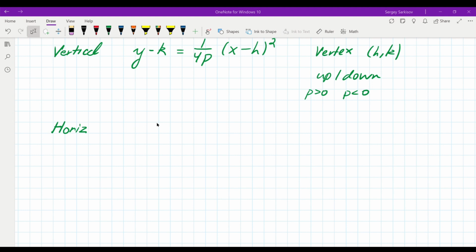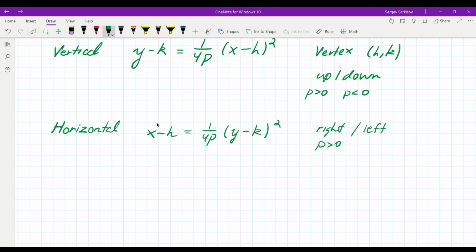Okay, so horizontal, trying to write slowly. That's when you have x minus h, h is still for the x, is equal to 1 over 4p times y minus k squared, and the vertex again is h, k. It's going to be right or left: right if p is positive, and left if p is negative. And by right, up, down, I mean, let's say down like this, and let's say left like this.